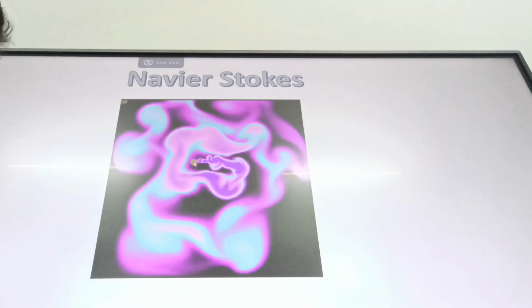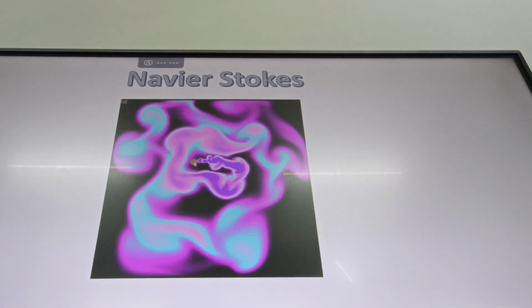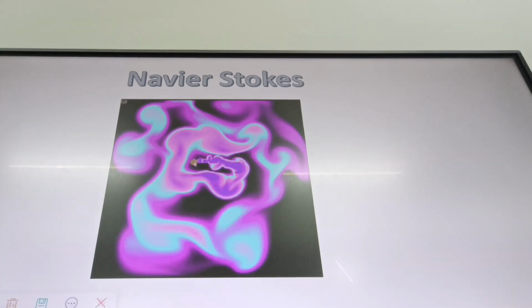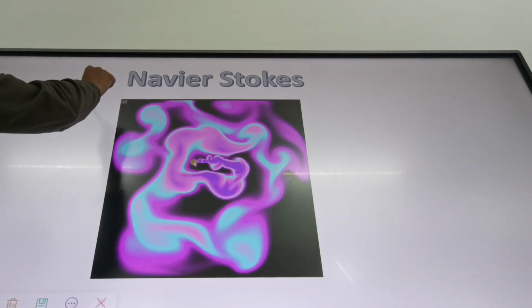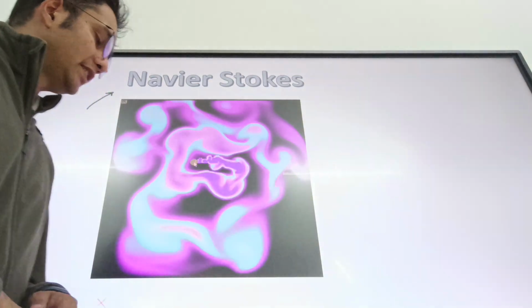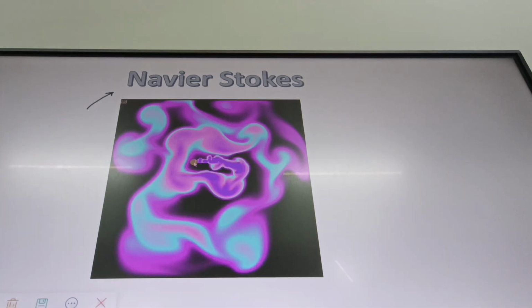Okay, so this is a continuation of what we started. This is the Navier Stokes equation we started in our previous class. It is basically the analogous of Newton's second law.